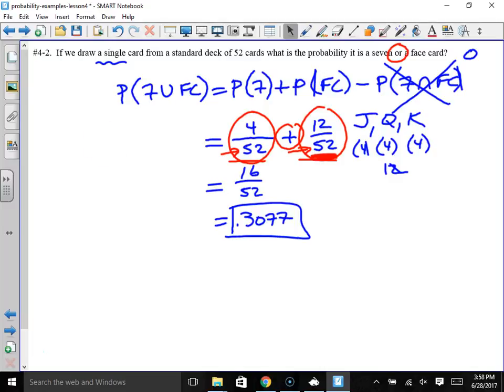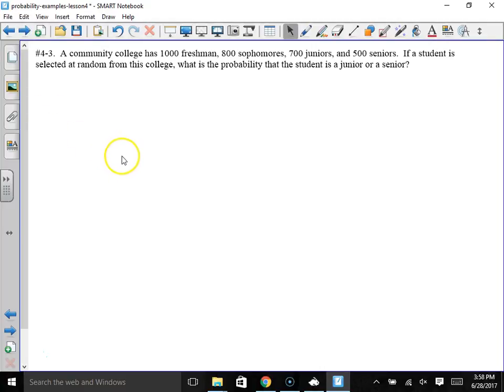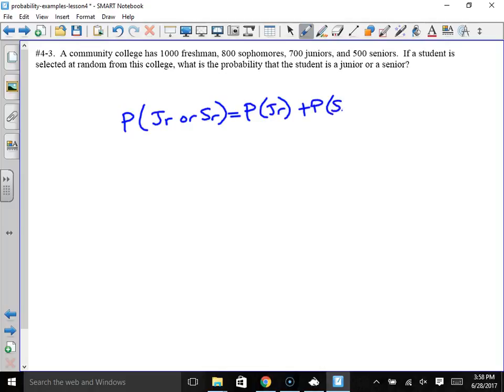Okay, let's keep going here. It says a community college has 1,000 freshmen, 800 sophomores, 700 juniors, and 500 seniors. If a student is selected at random from this college, what's the probability that the student is a junior or a senior? So the probability of being a junior or a senior, I'll use this notation this time, will be the probability of being a junior plus the probability of being a senior, but we have to subtract off the probability of being a junior and a senior at the same time.